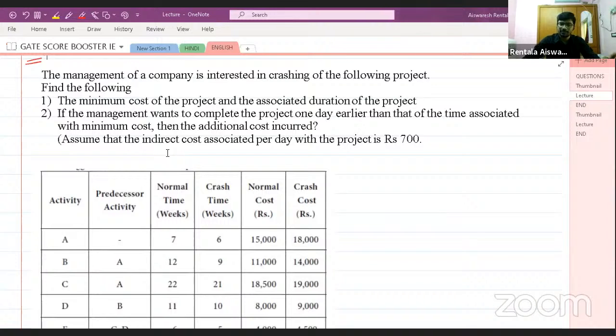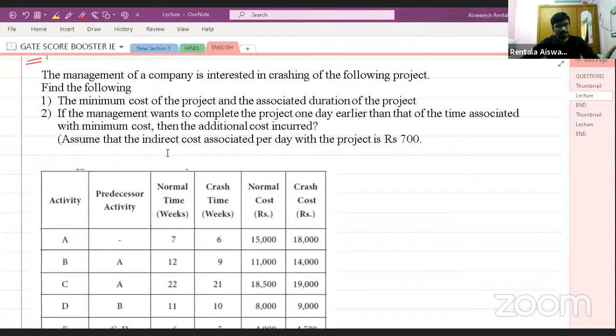The first part of this question is the minimum cost of the project and the associated duration of the project. So in the first part itself, you have to find two things, but both depend on each other. If you find one, the other will automatically be found. So you have to find the minimum cost of completing this project and the associated duration of the project.